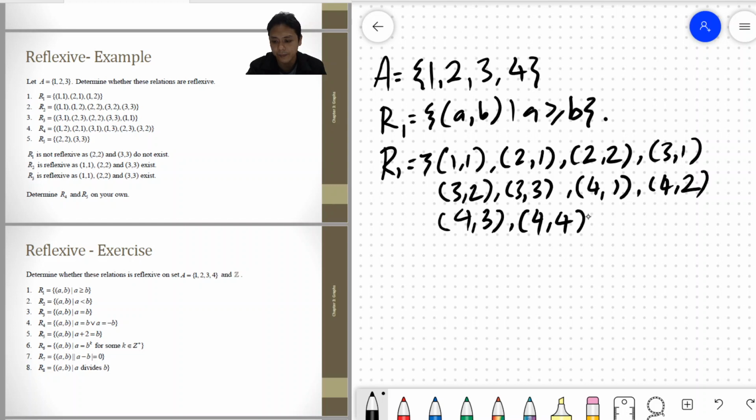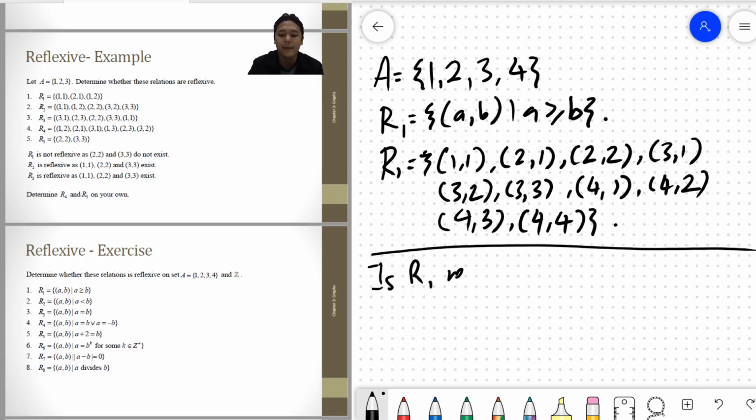there. But we don't answer the question yet. For example, if the question asks, is R1 reflexive? Why? We must state our reason. And when we want to justify our reason, it is best if you remember the definition, you base your argument according to the definition.